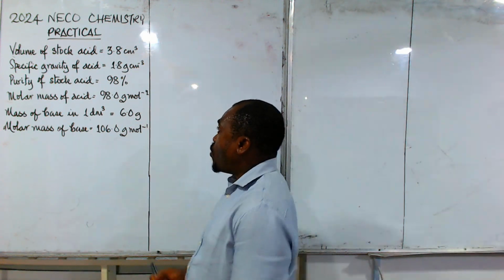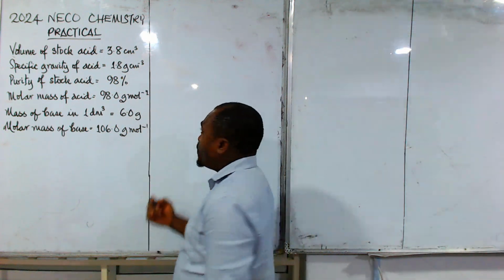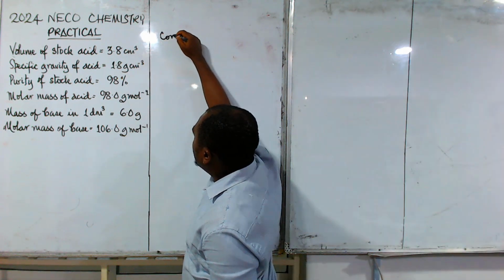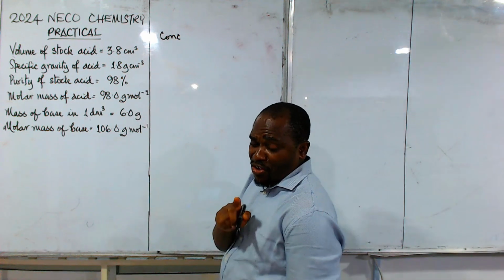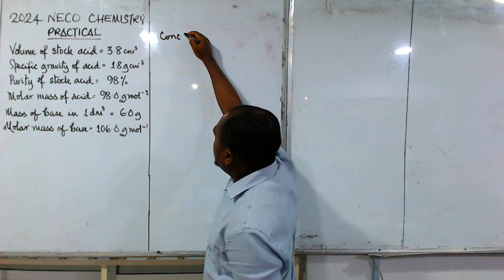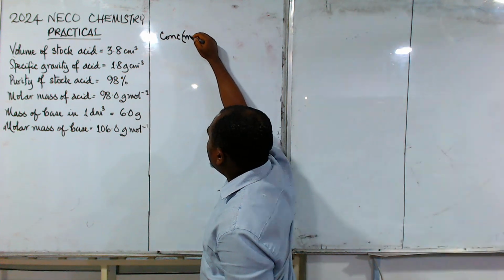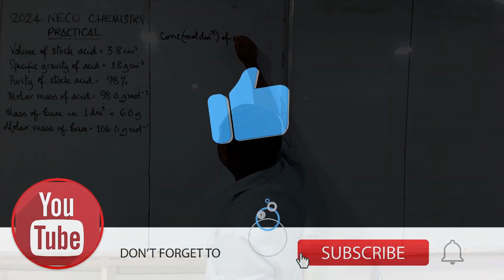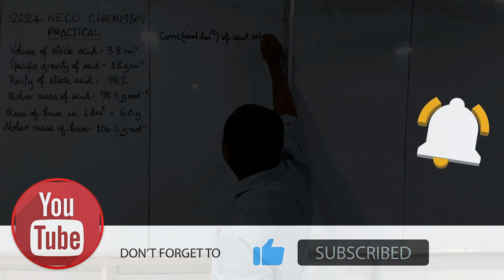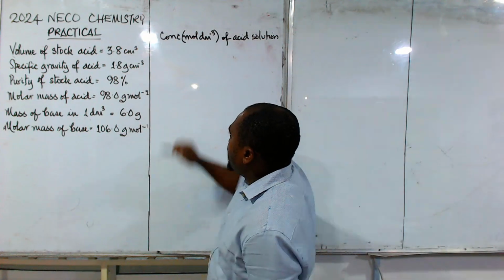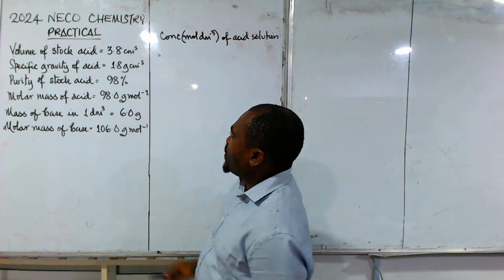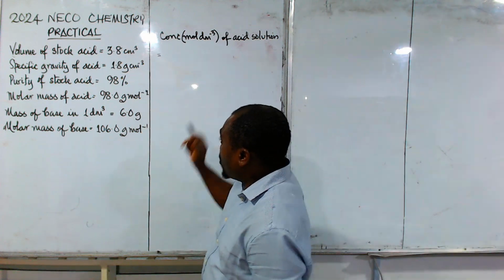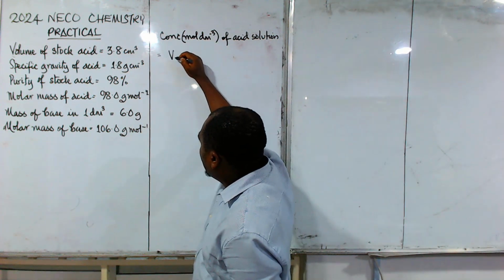Alright, so what do we do here? To calculate the concentration of the acid in moles per dm cube, the concentration in moles per dm cube of the acid solution, now not the stock acid, right? It is calculated as what? The volume of the stock acid that you are asked to dissolve in 1 dm cube is what you are going to use here. That's the volume of stock acid.